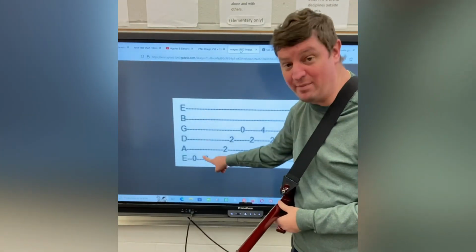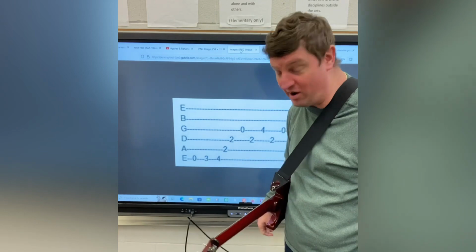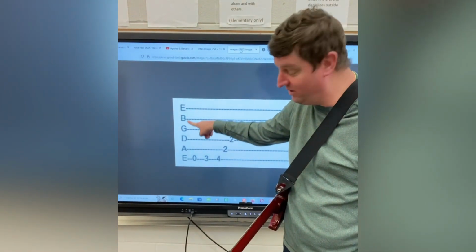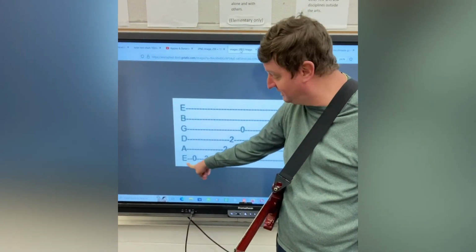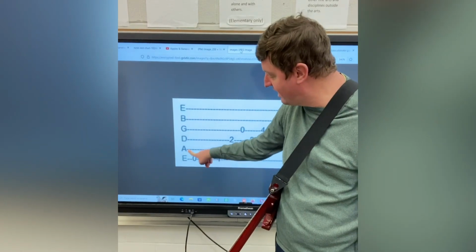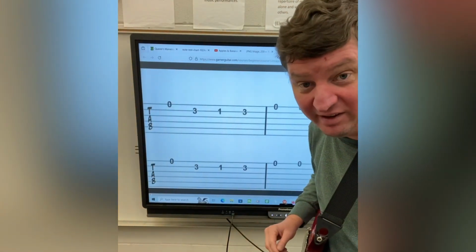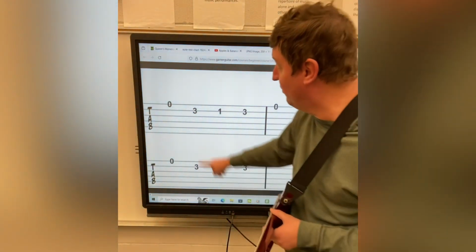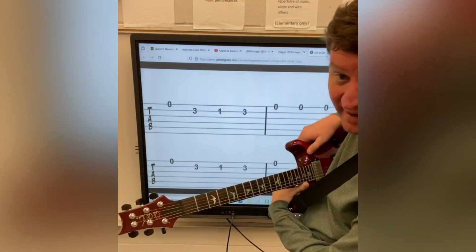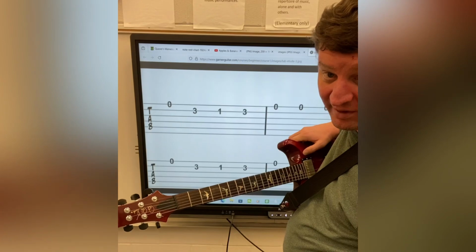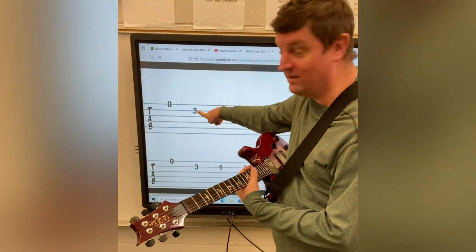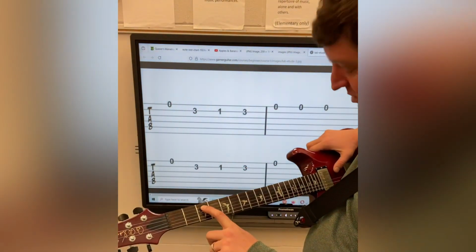Instead of saying tab, this one shows you the strings of the guitar. Once again, high E is here, all the way down to the bigger strings, the low E string. So E, A, D, G, B, E. This one is very simple. We have Mary Had a Little Lamb. First note, 0, high E string, right? So 0. Then we have 3rd fret of the B string right there.